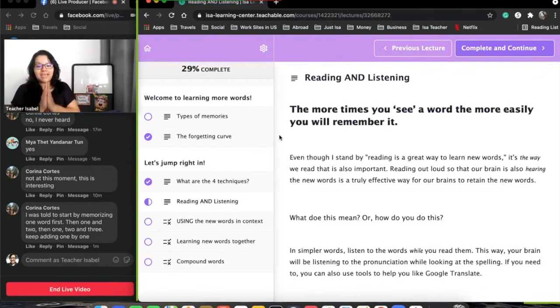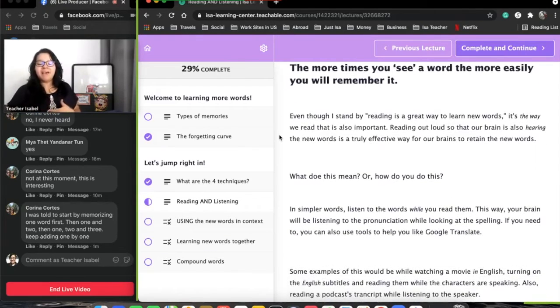Okay, reading and listening. I have a lot of students in my private classes that ask, teacher, how can I memorize new words? How can I improve my vocabulary? And honestly, the main thing I usually say is read. Just read and read and read, but read actively. So exactly how I said before, read to actually remember and learn the new words.